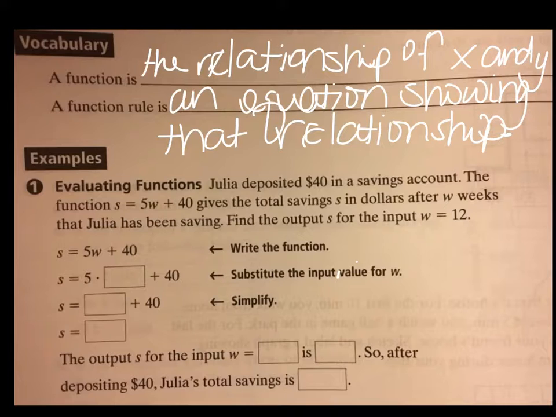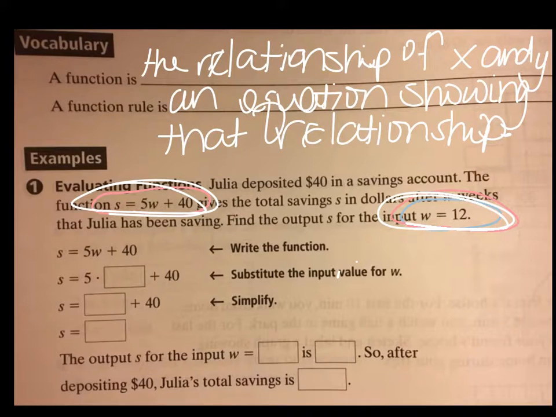Example number 1 says Julia deposited $40 in a savings account. The function S equals 5W gives the total savings S in dollars after W weeks. Find out the output. The only thing here that you need is that there were 12 weeks and the function rule. That's the only thing that's important. That's all that you need. It gives you the steps.